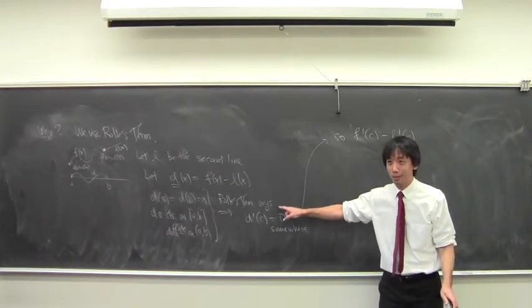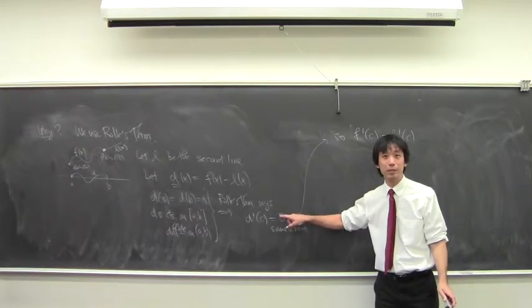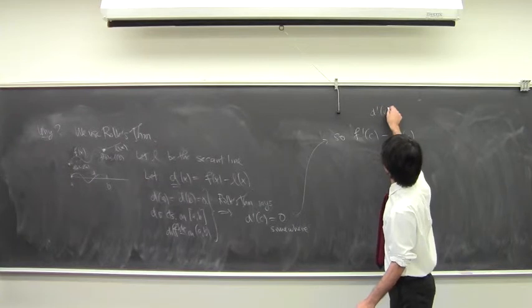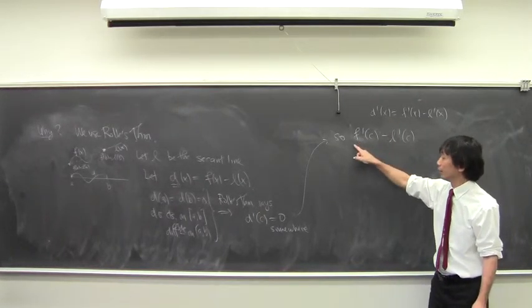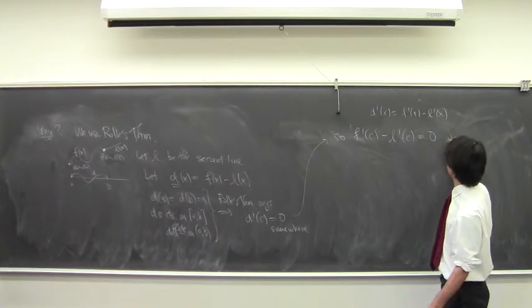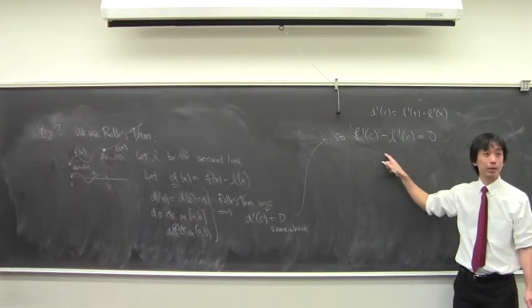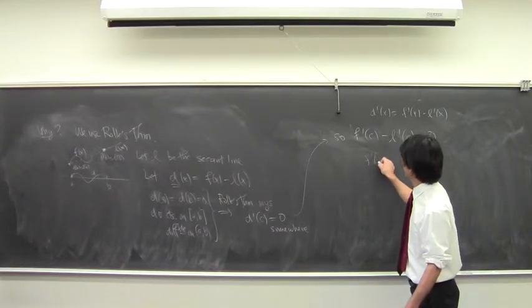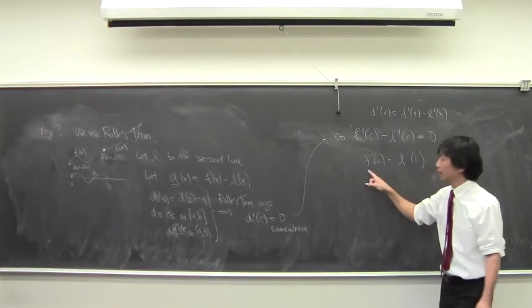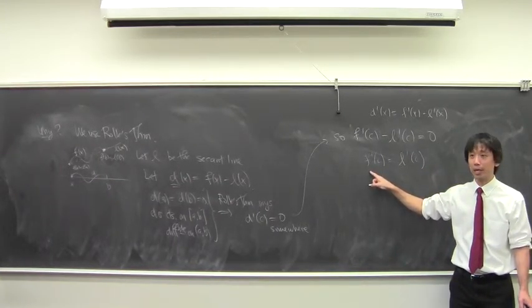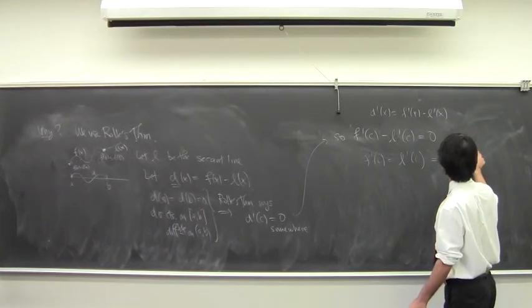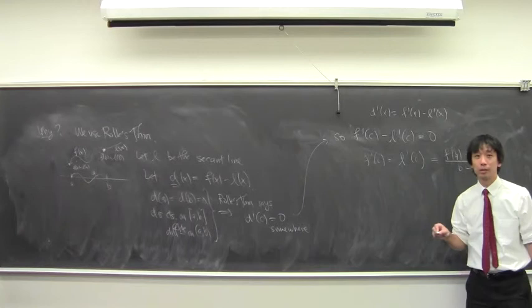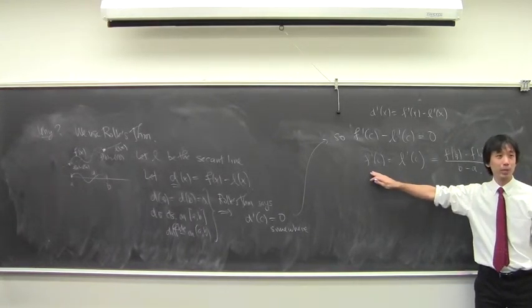So Rolle's theorem tells you that the derivative of D is 0 somewhere. But what's the derivative of D? It's the derivative of F minus the derivative of L. So this equals 0 at that c. In other words, there's a place where the slope of the tangent line of F equals the slope of the secant line. But the slope of the secant line is F of B minus F of A over B minus A. And that's what we wanted. We wanted to find a place where the slope of the tangent line equaled the slope of the secant line.